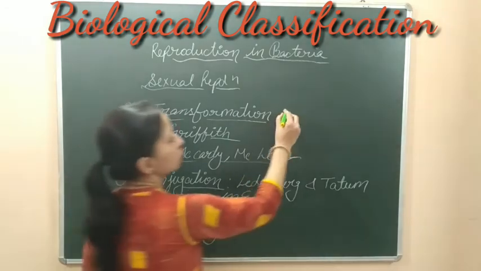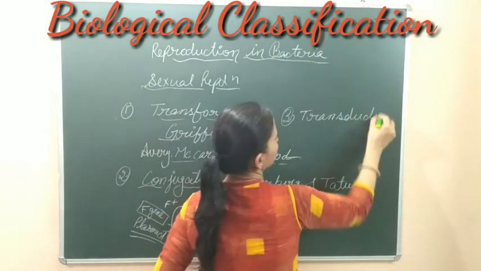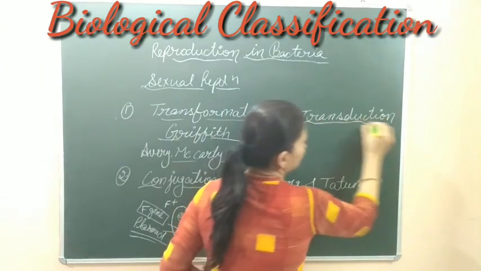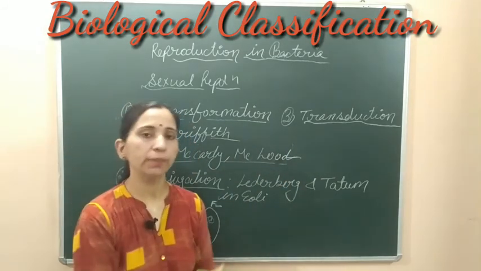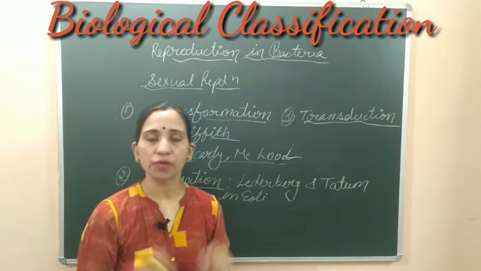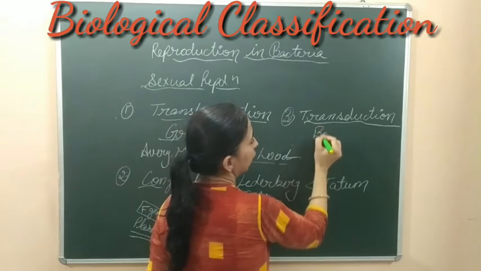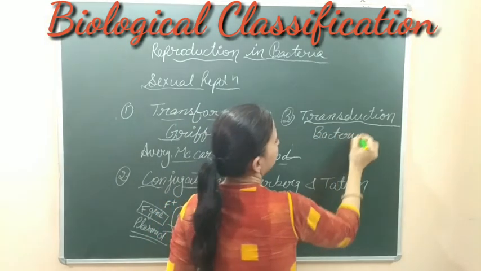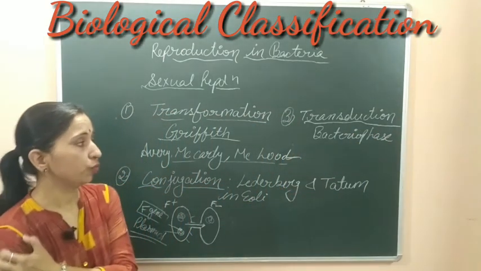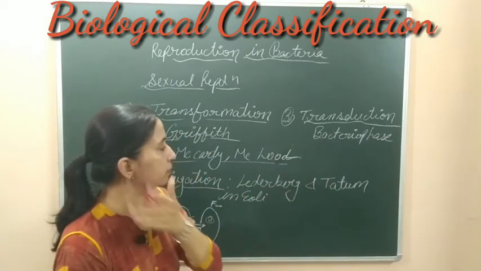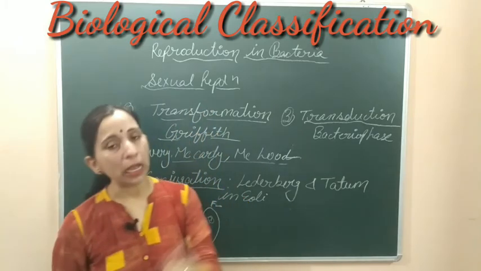The third way of sexual reproduction is transduction. Transduction is another way of the transfer of genetic material where the genetic material gets transferred with the help of viruses. And the viruses which are used here are known as bacteriophages. Bacteriophages are the viruses which depend on the bacteria, so that's why we call them bacteriophages. And these bacteriophages are responsible for the transfer of genetic material from one bacteria to another bacteria.